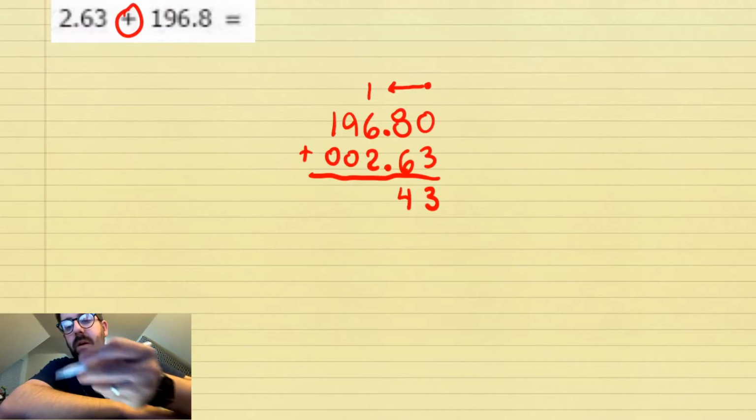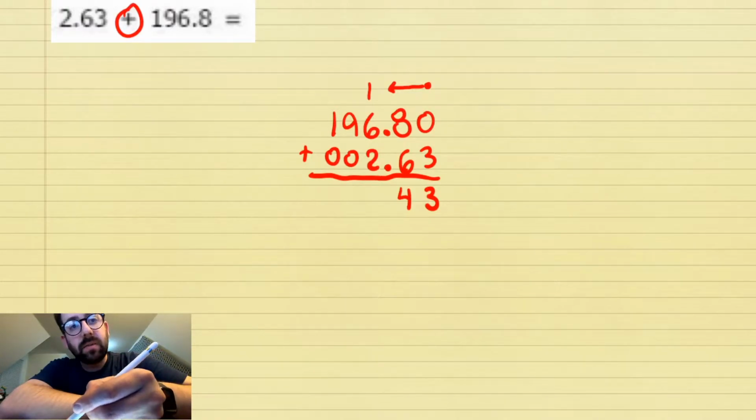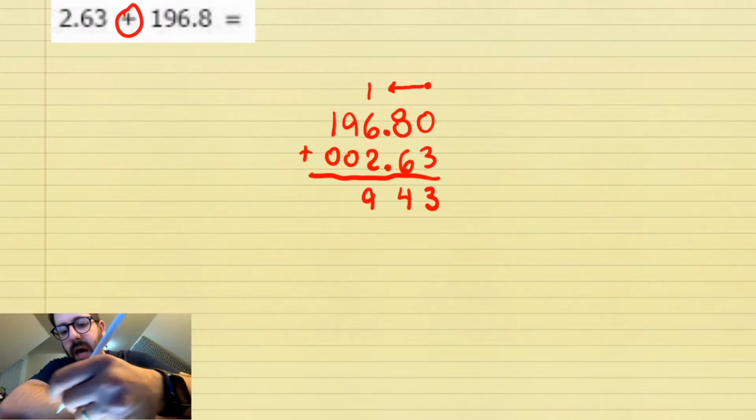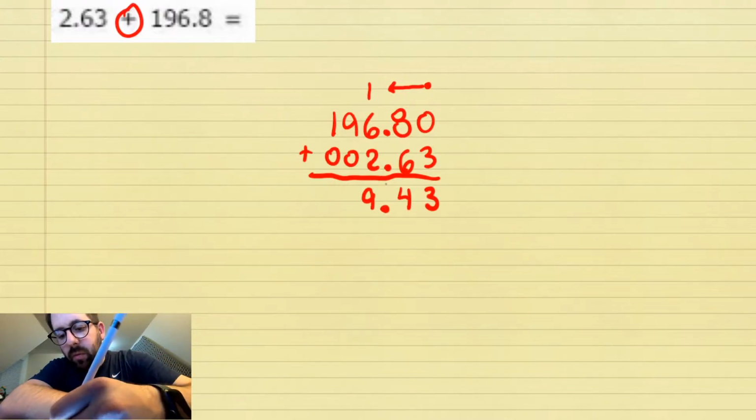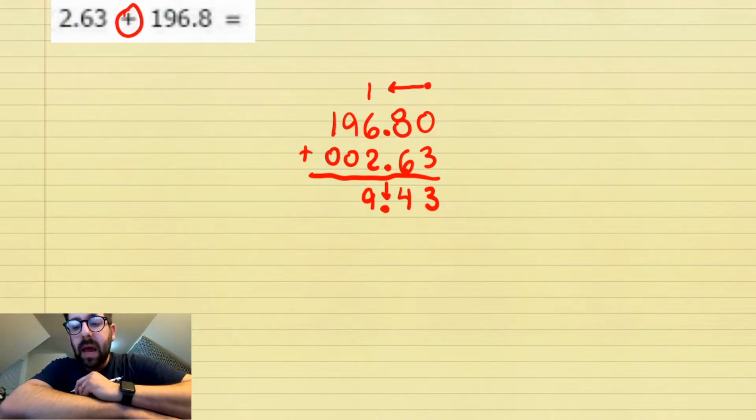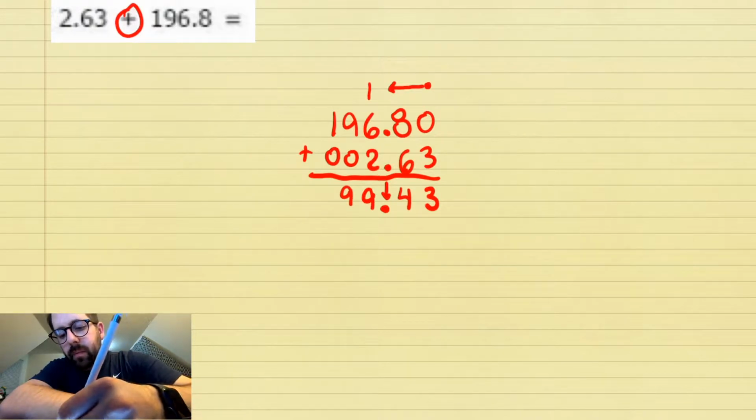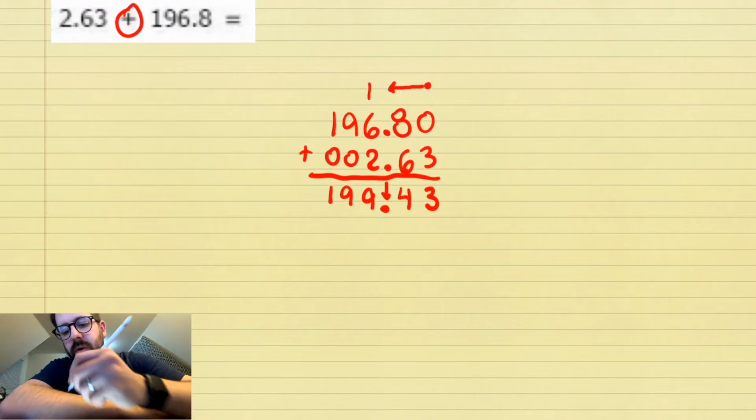So now I'm going to add 1 plus 6, which is 7, plus 2, which is 9. And the decimal went straight down. I didn't do anything with the decimal. It just comes straight down from where it was. And then 9 plus 0, and then 1 plus 0.